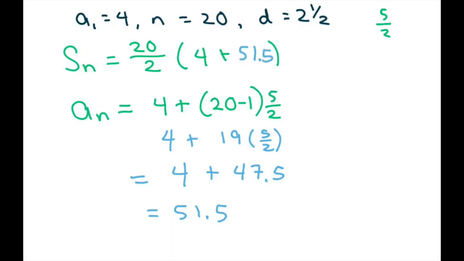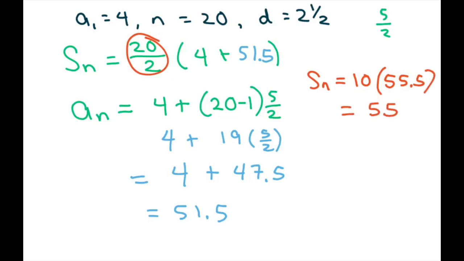Now, just simplify all this out. So the sum is 10. That's 10. And then 4 plus 51.5 is 55.5. So 10 times 55.5. You just move the decimal place over. That's going to equal 555. And that's your final answer.